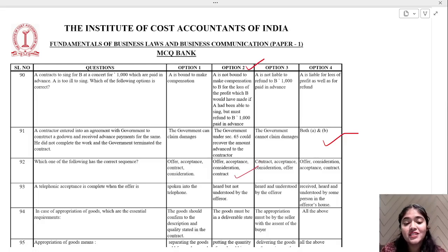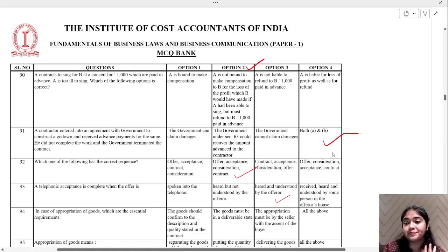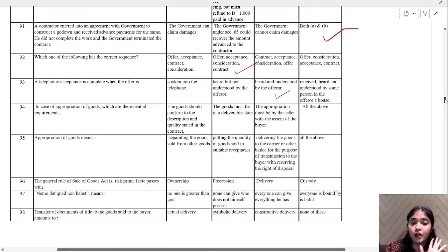A telephonic acceptance is complete when it is heard and understood by the offerer. And we have another option: received, heard and understood by some person in the offerer's house. They have two different answers, but it should be heard and understood by the offerer. That is option number 3. In your notes, in your PDF, it is given as option number 4, but I am telling you this should be option number 3. At that time only is the acceptance complete, because it should be to the intended offerer.